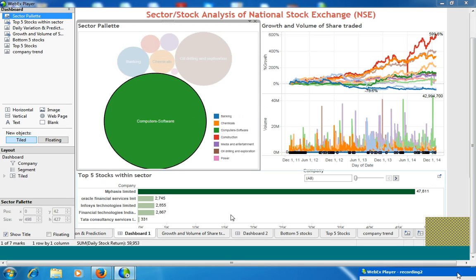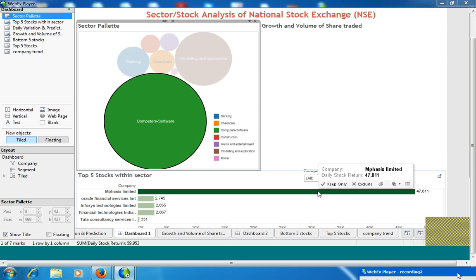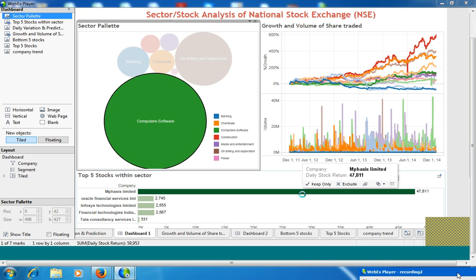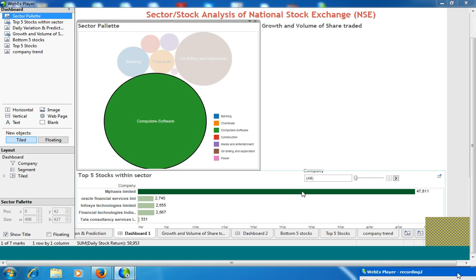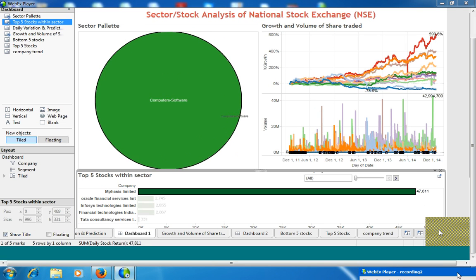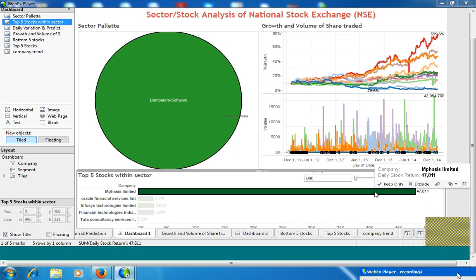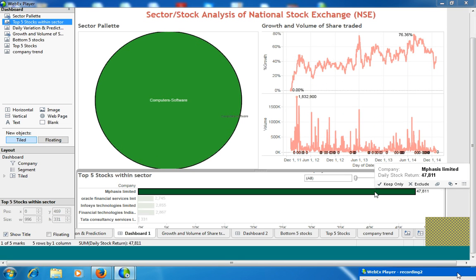And we can see that Mphasis is doing well with a daily stock return value of 47,811 when compared with others. On the right-hand side, we can observe the growth and volume share of all the stocks, and if you click on Mphasis, we can see that the growth rate started from 0% in 2011, and it went to 76.36% for Mphasis during the period of 2014. After that, we can observe a downtrend, and values got reduced.